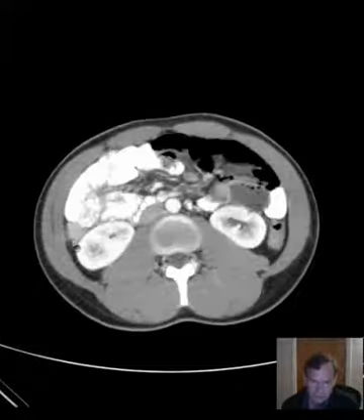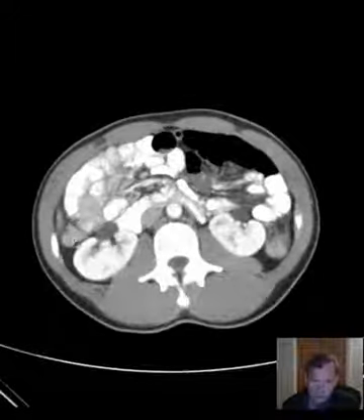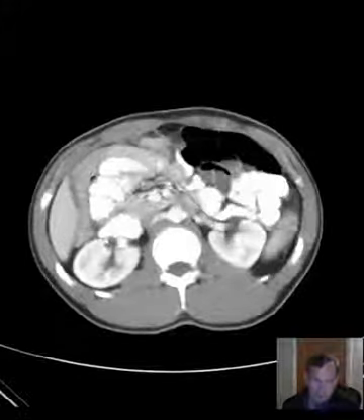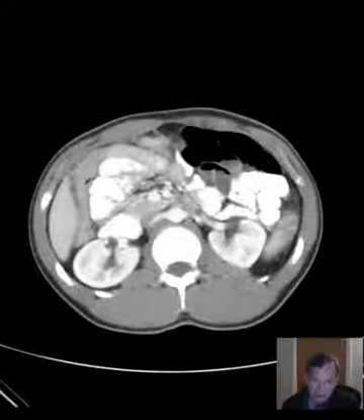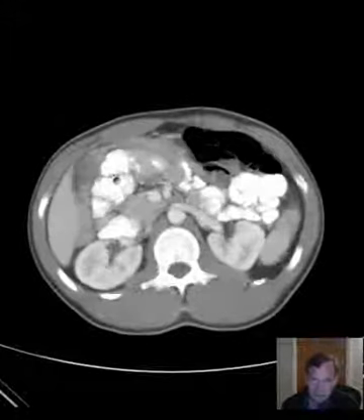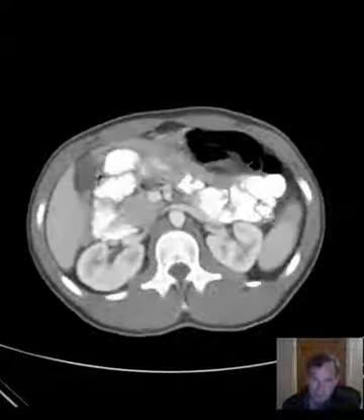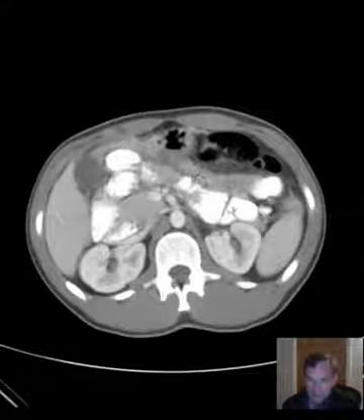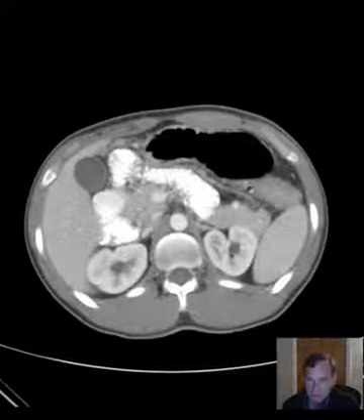That's my theory. So here you have the right colon, reduced caliber, collapsed. Here you have the hepatic flexure. It's the same size or smaller than these loops of small bowel that we see in the upper abdomen. Okay, so that's that. And then here, this looks like the transverse colon, also collapsed, markedly reduced caliber.